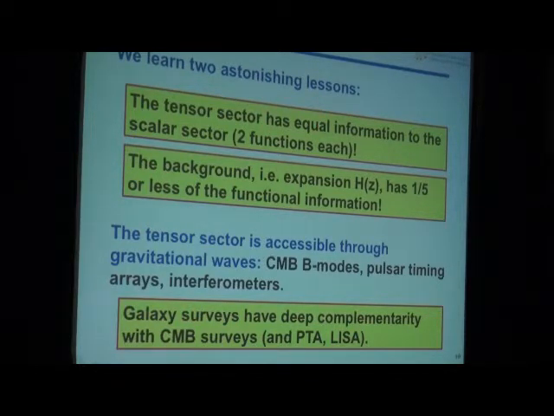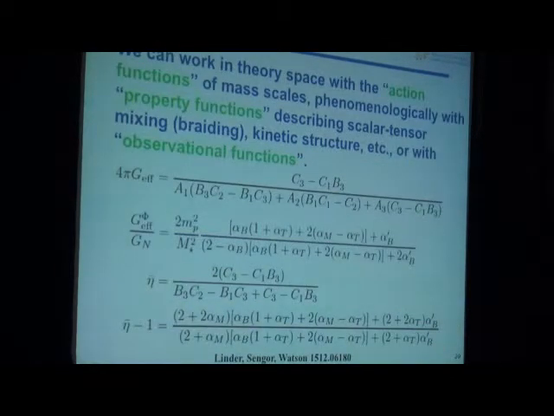So the third takeaway lesson from this new realization is that galaxy surveys have a very deep complementarity that we didn't really appreciate with cosmic microwave background surveys, as well as with astrophysical probes like pulsar timing arrays and eventually things like LISA, space-based laser interferometers. But in the near term, we've got these CMB surveys. So with galaxy surveys, you don't just cross-correlate them with the CMB, but you actually take the scalar sector and the tensor sector, and that'll teach you a lot more about cosmic acceleration than we had previously realized.